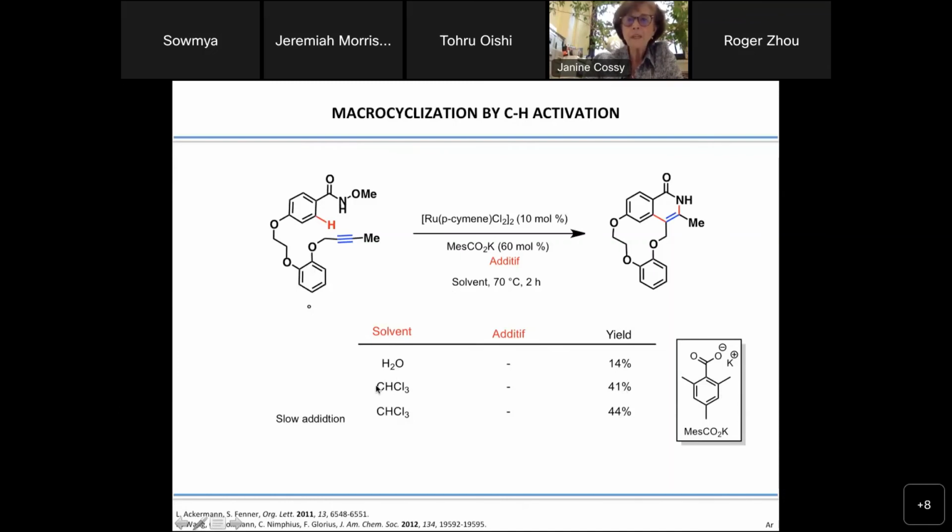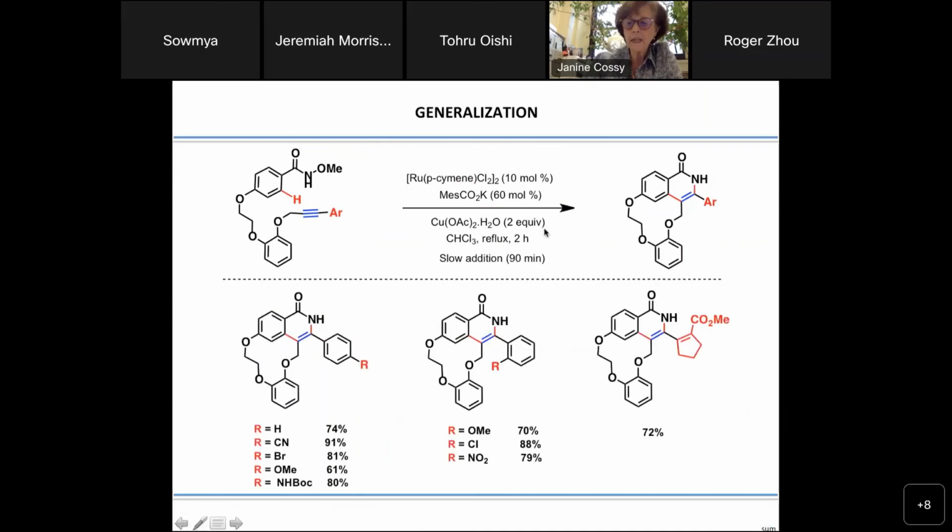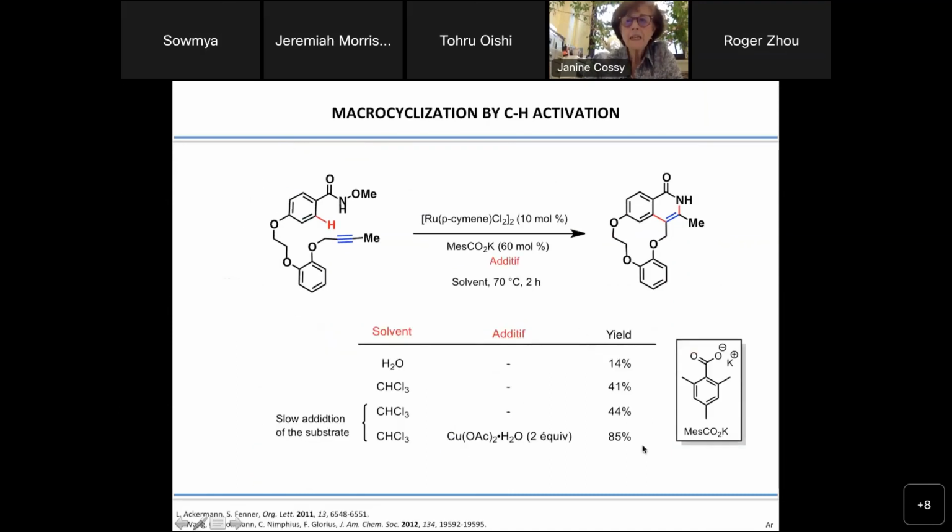So what does this mean? In fact, that means that the ruthenium catalyst was not regenerated in the reaction media. So we need to add an additive. And the additive that he added was copper acetate. Under this condition, chloroform, in the presence of the ruthenium catalyst and the copper acetate, you obtain a yield of 85%.